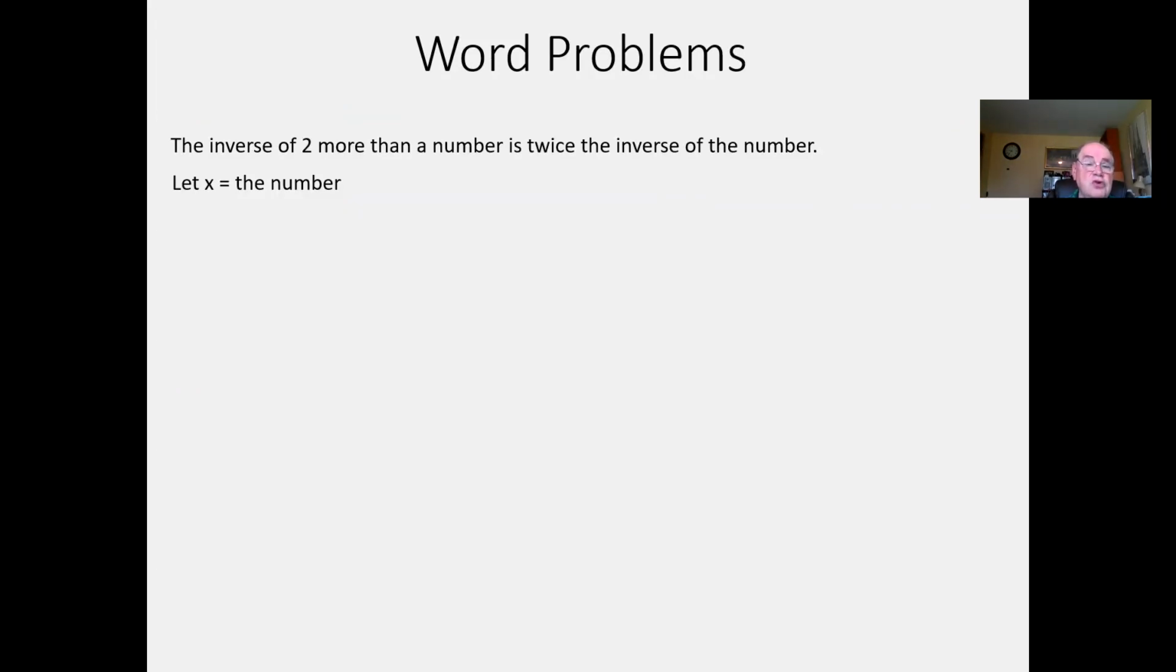The inverse of 2 more than a number is twice the inverse of a number. It's interesting if you read that once you have x as the number. You can read it as the inverse of 2 more than x is twice the inverse of x. You're getting there. Another read, but you are getting there. It doesn't come in the first read, I promise you.